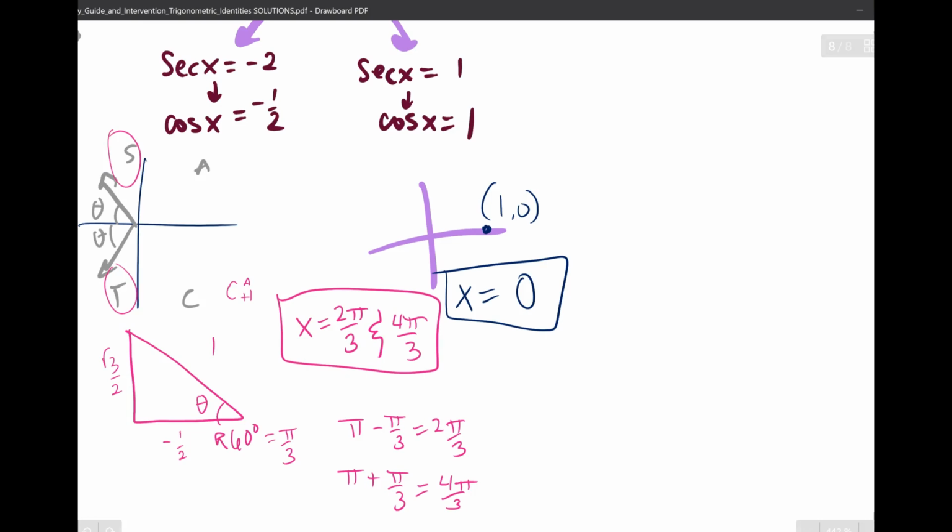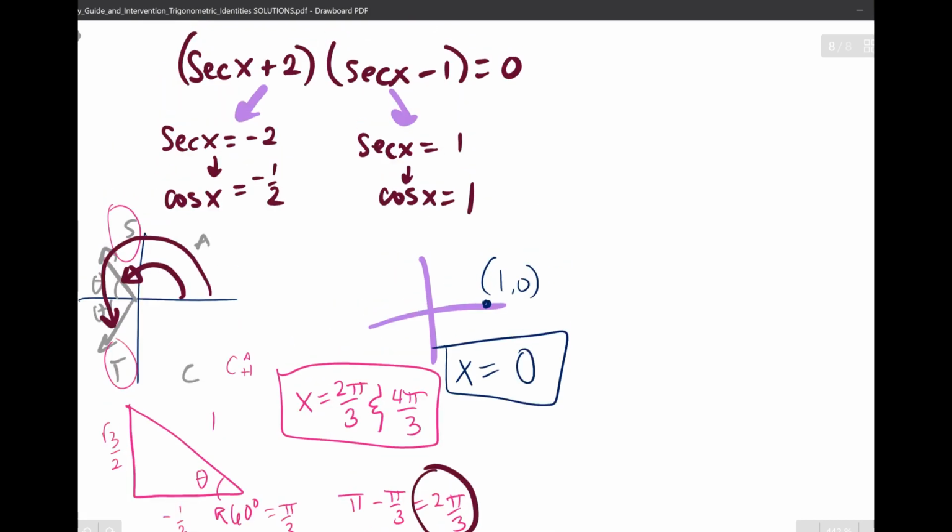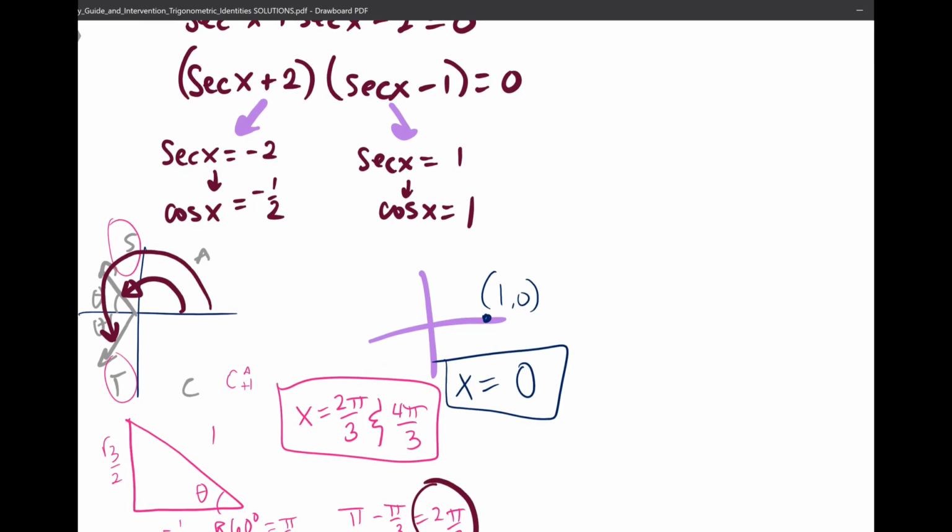Except that's not exactly our angle. Our angle is going to be from 0 to that terminal side. So it's going to be pi minus pi over 3, so the angle we're interested in is 2 pi over 3. But we're also interested in this angle, which is pi plus pi over 3, also known as 4 pi over 3.